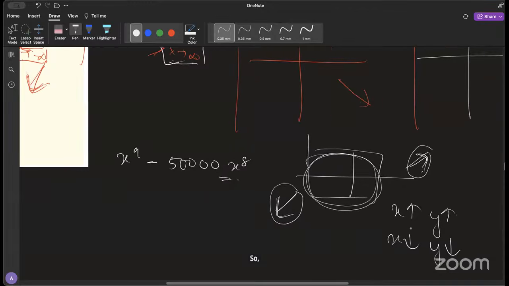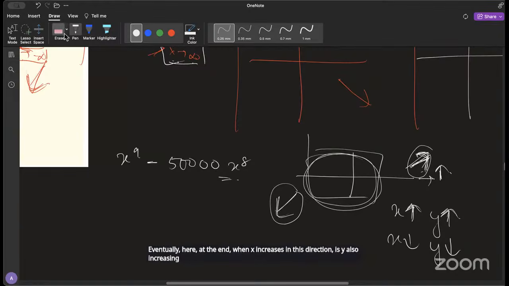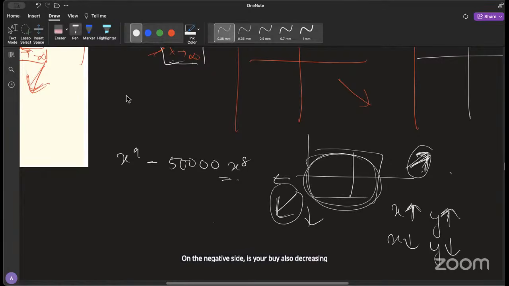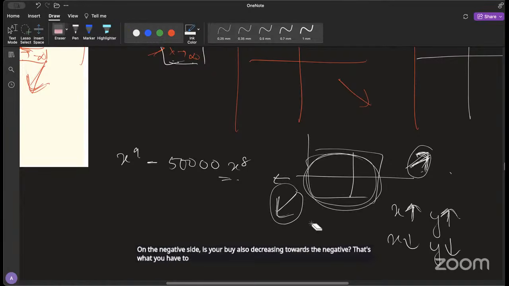So in your graph, when x is increasing, is your y also increasing with it? Eventually, here at the end, when x increases in this direction, is y also increasing? That's what you have to check. When x is decreasing on the negative side, is your y also decreasing towards the negative? That's what you have to check. That's it. Is that okay?